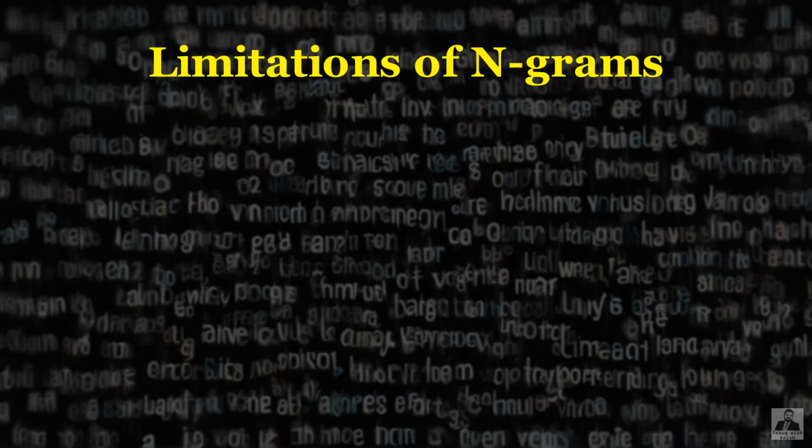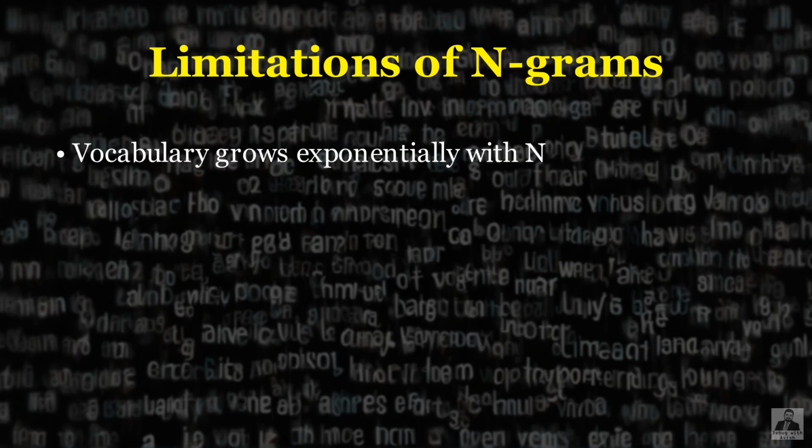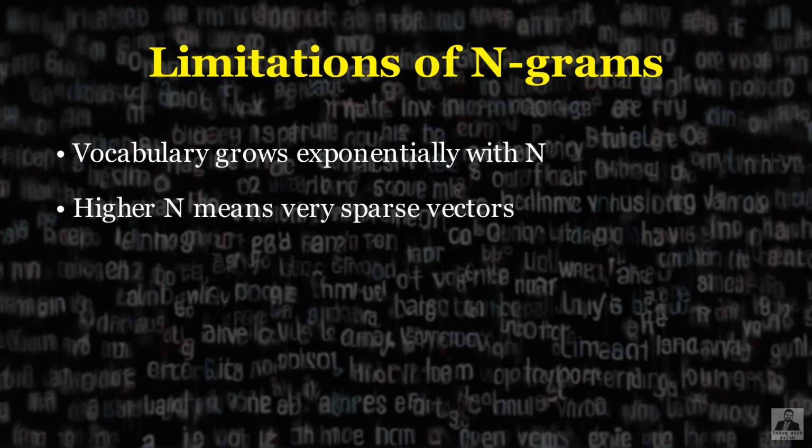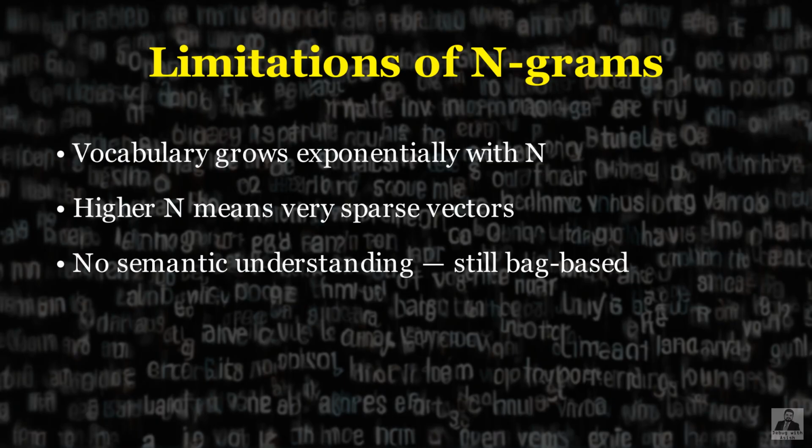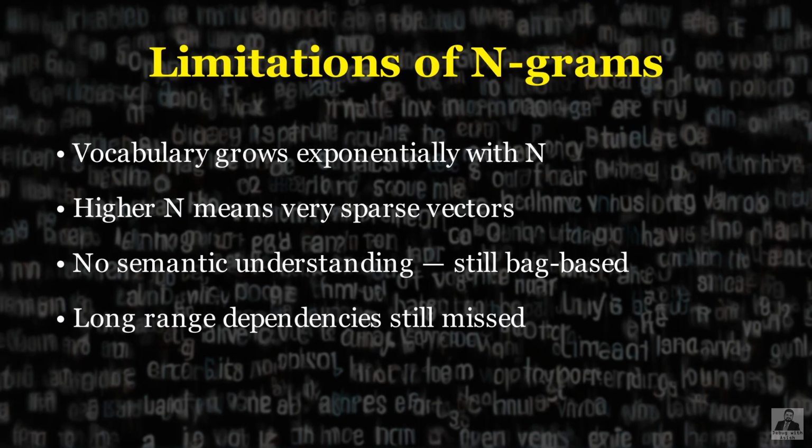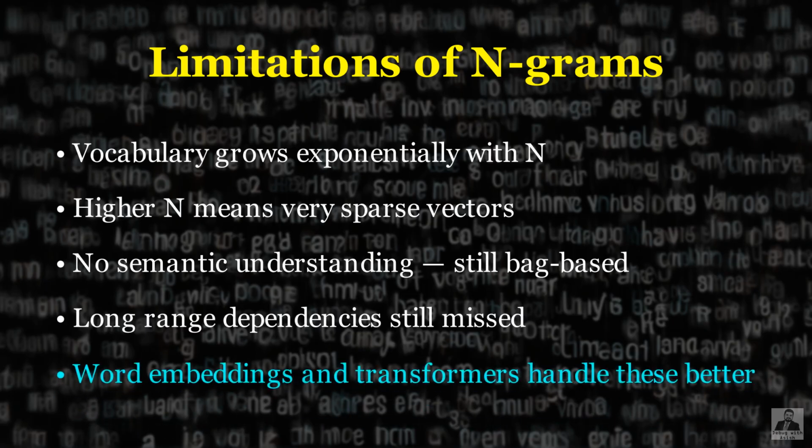N-grams improve on bag of words by capturing local word order, but they still have significant limitations. The vocabulary grows very quickly as n increases because the number of possible word combinations is enormous. Vectors become even sparser with higher n because most n-grams appear only once. There is still no semantic understanding, and n-grams can only capture local context within a window of n words. Long-range dependencies, like a word at the start of a sentence influencing meaning at the end, are completely missed. Word embeddings and transformer models handle all of these problems far more effectively.